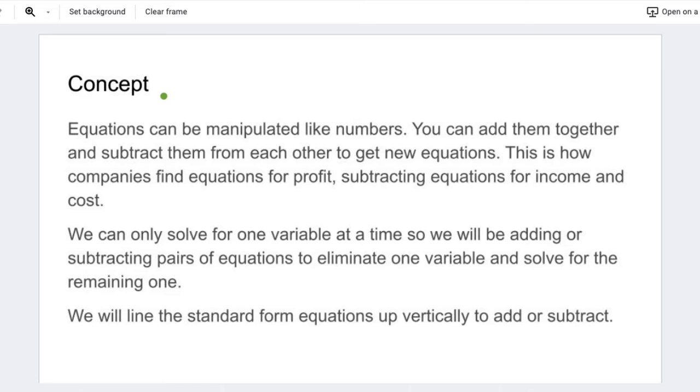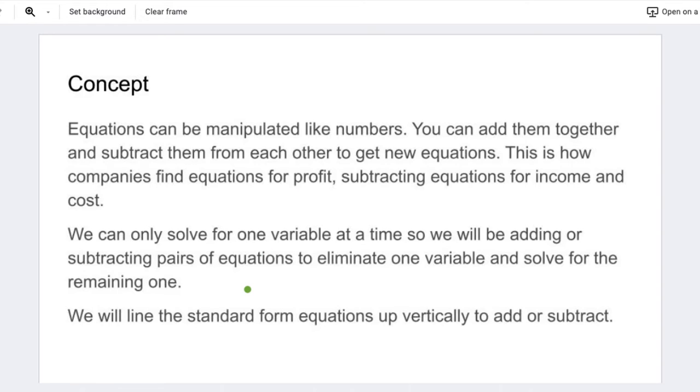Now the concept behind this is that equations can be manipulated just like numbers. We can add them together or we can subtract them from each other. So this is how companies find equations for the profit. They subtract the equations for their income and their expenses and they find out how much money they actually made.